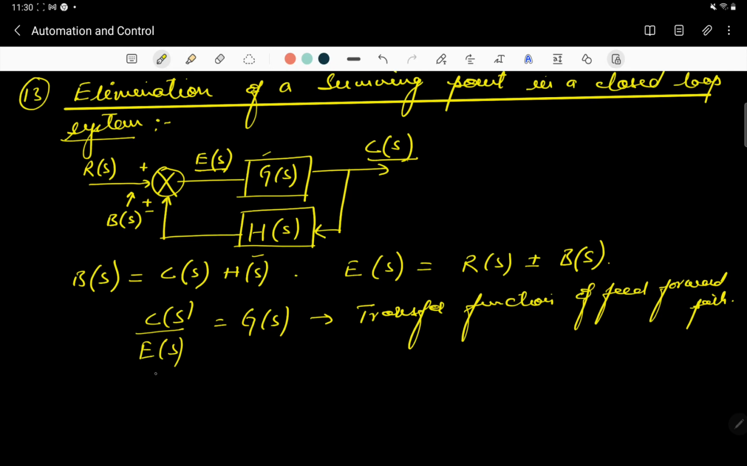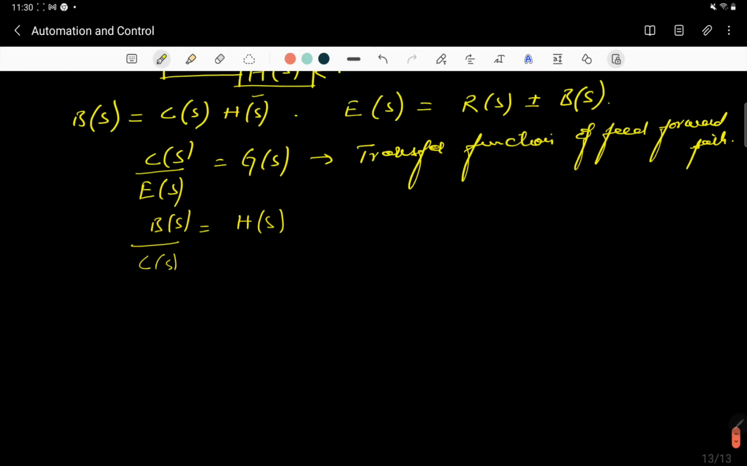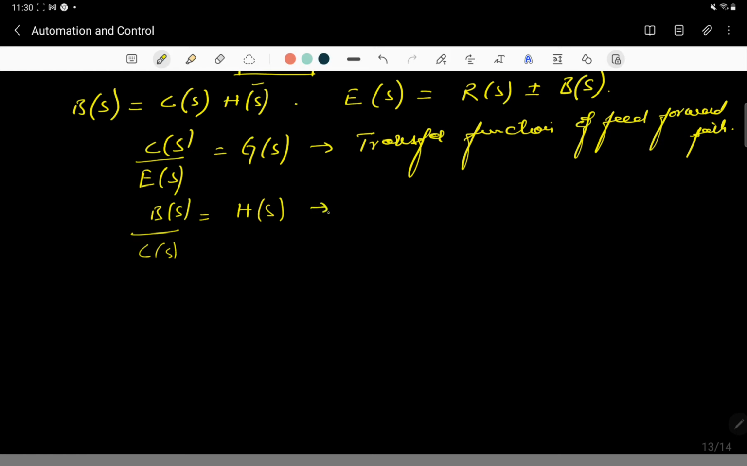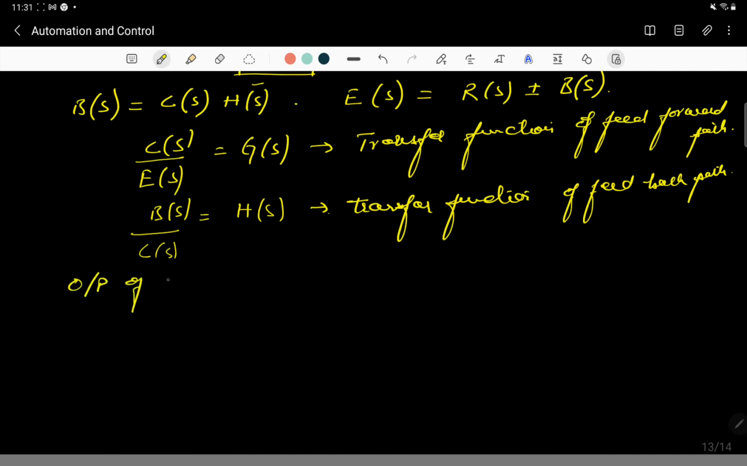Now in the feedback loop, B(s) is the output of the feedback loop. B(s) upon C(s) will give you H(s), which is the transfer function of the feedback path. And the output of the summing point, E(s), is equal to R(s) plus minus B(s).